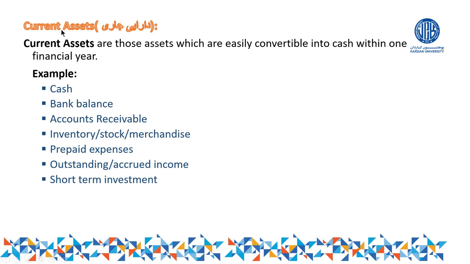They are called current assets. Examples of current assets are cash, bank balance or bank account, accounts receivable, which I said before, and notes receivable also belongs here. Inventory, stock, merchandise or goods. All of these are examples of what? Current assets. Prepaid expenses. Later on we'll talk about prepaid expenses.